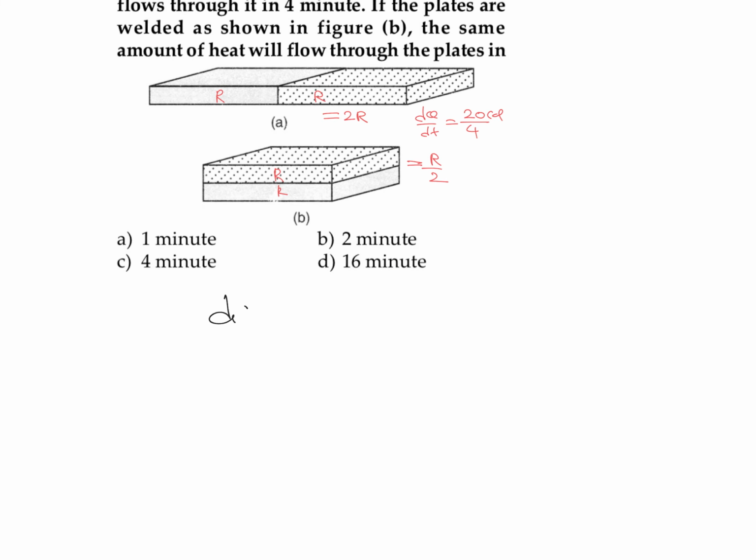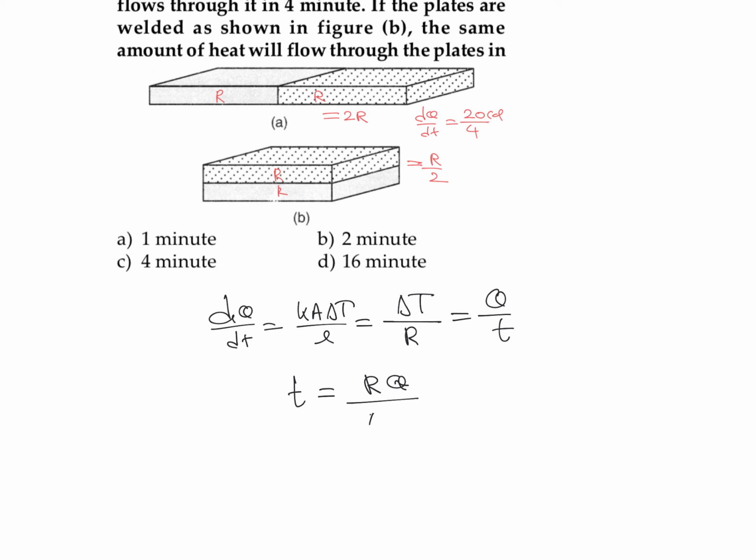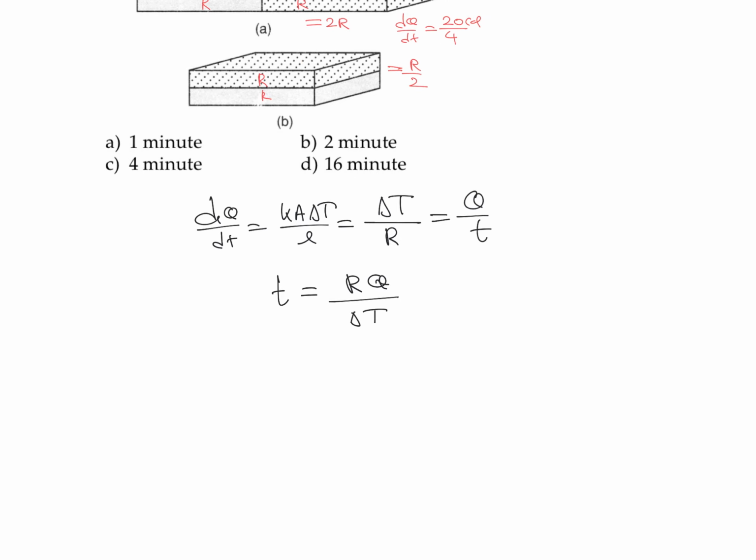So we can use the equation dQ divided by dt is equal to K A delta T divided by L, or in terms of resistance, we can write dQ by dt is temperature difference divided by thermal resistance. So over here we can write this dQ by dt as Q divided by t. Q amount of heat energy is flowing in a time of t. We need to find out the value of t, so we can write resistance into Q divided by delta T will give the value of time.